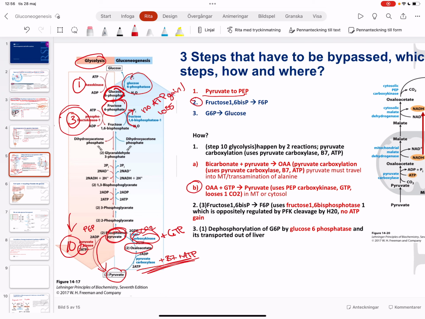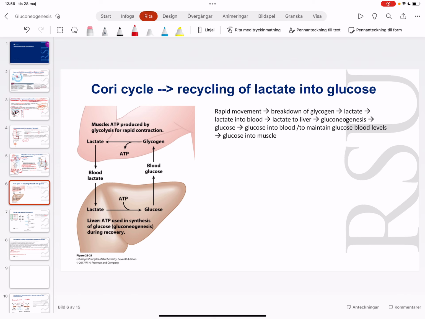The Cori cycle is the recycling of lactate into glucose. So there's a rapid movement. There will be glycogen breakdown, and we will produce lactate. Lactate will diffuse into the blood and then into the liver. Then lactate here will undergo gluconeogenesis, and it will become glucose, and then glucose will go into the blood, and it could then also enter the muscle, or it could just stay in the blood. Yeah, that's the Cori cycle.